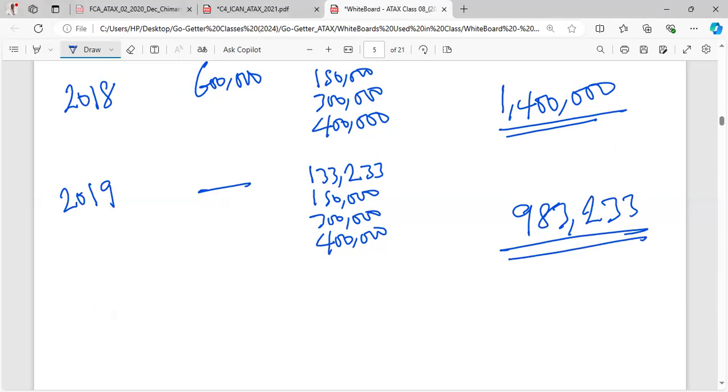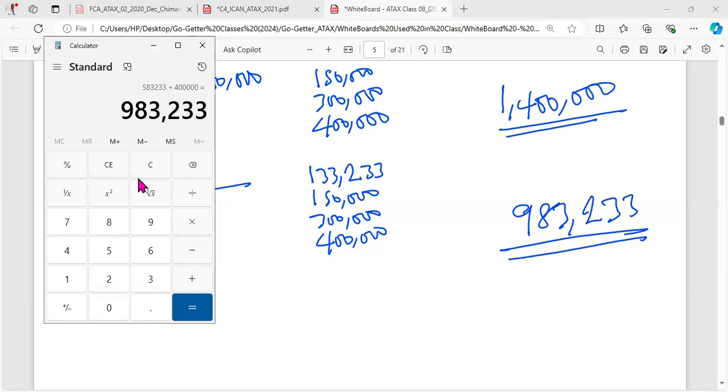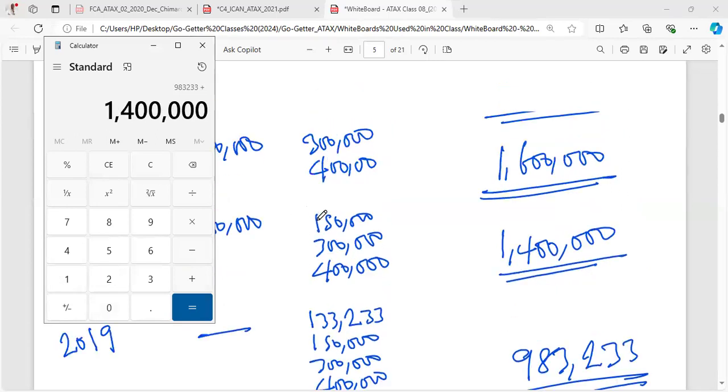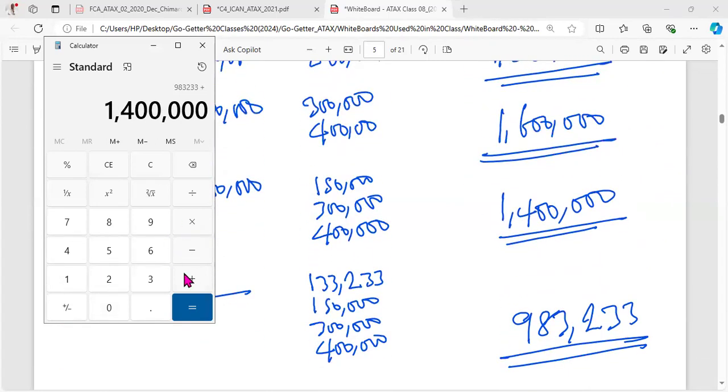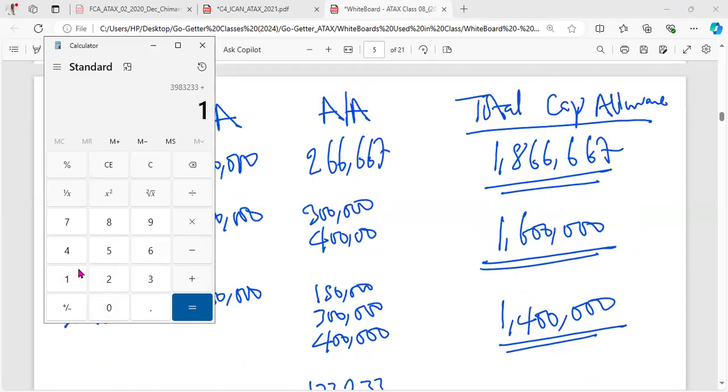Now, can we do something now? Let's test something. Let's add all the capital allowances. So this is what we have in our calculator. Let's add it to 1,400,000. Let's add 1,600,000. And let's add 1,866,667. And that gives me 5,849,900.